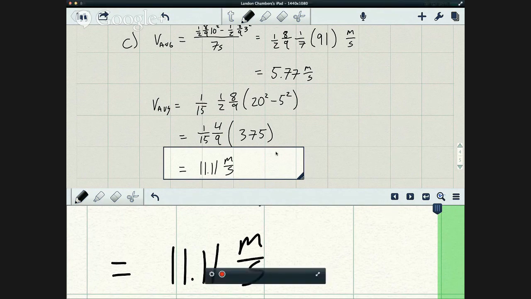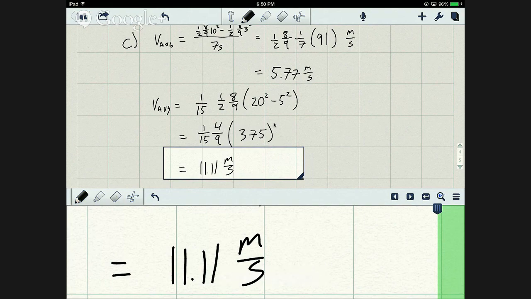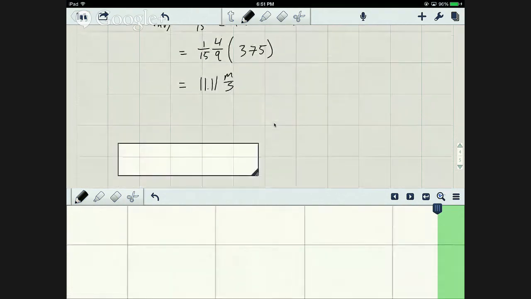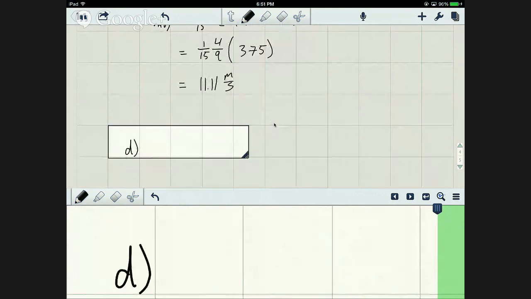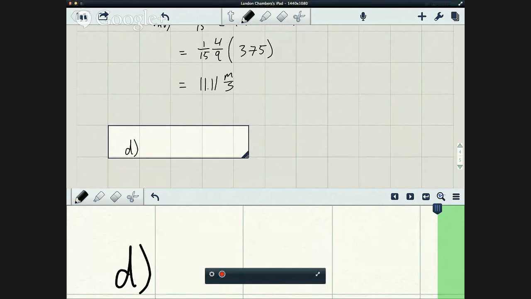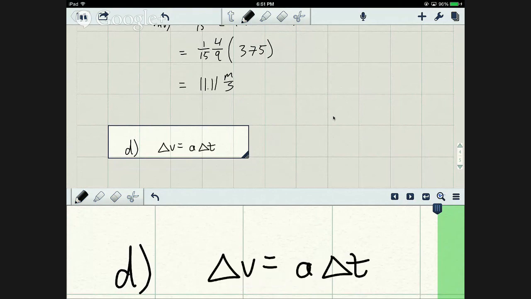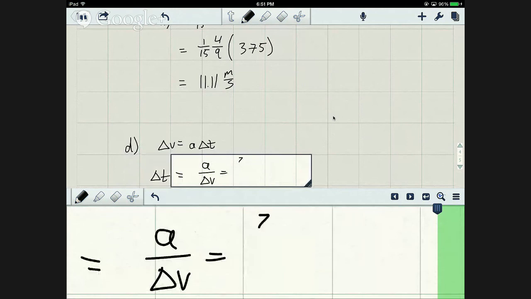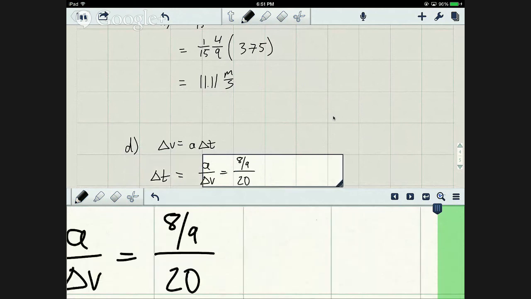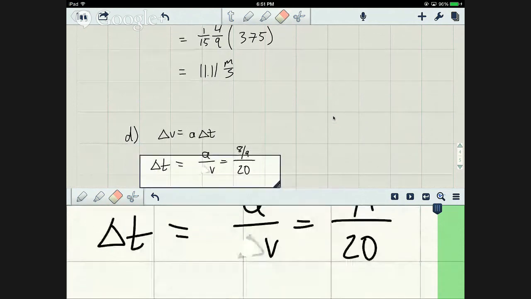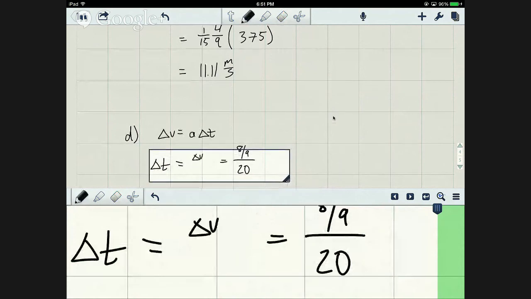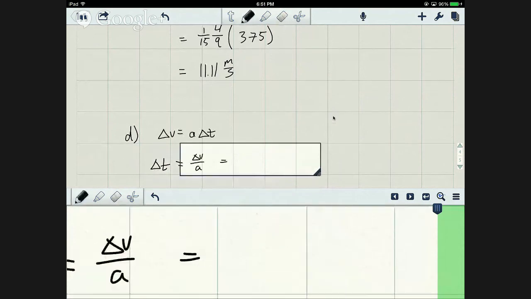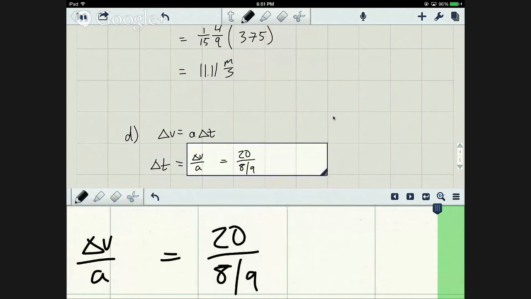Okay. Alrighty, part D says, what time will the car that's initially at rest reach the same speed as the other car? So what time will the car that's initially at rest reach the speed of 20 meters per second? So let's use delta V equals A delta T. So we're solving for the amount of time it takes to get a change in speed of 20 meters per second. So you know this is 8/9. You know this is 20, and this is going to be, sorry, mistake. Reverse it. 20, 8/9.